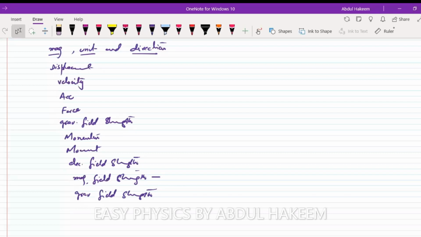And scalars are many: mass, density, pressure, power, electric current, resistance, voltage, all are scalar physical quantities.